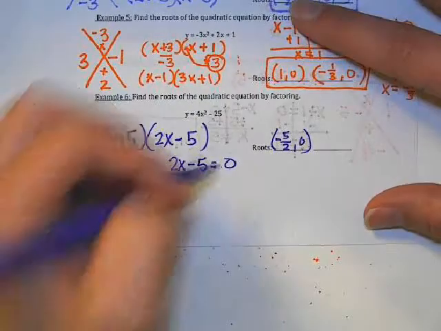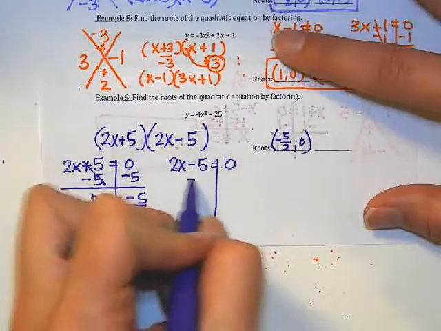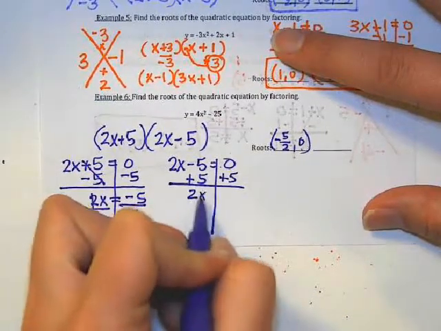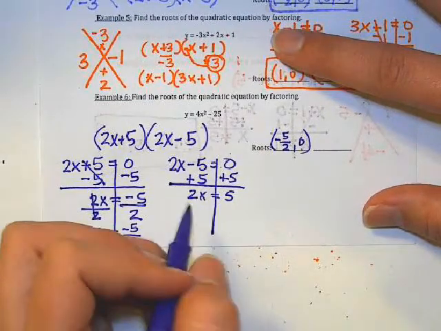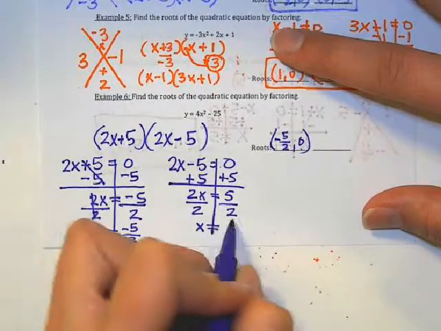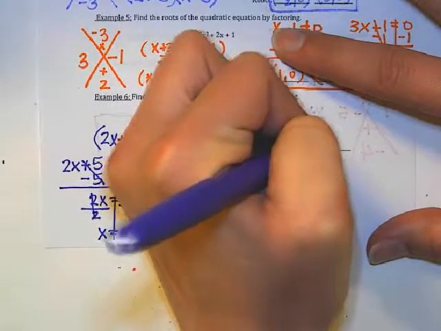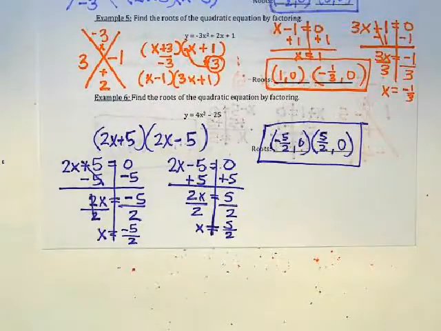Then I do the other side. How do I get rid of a -5? Add it. So 2x equals 5. Now what? Divide. Divide by 2. X equals positive 5 over 2. So this one is a positive 5 over 2, comma 0. Those are my two roots. How's that?